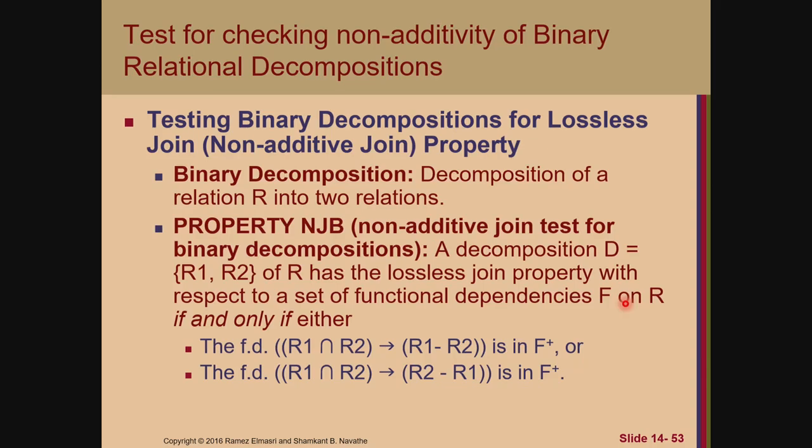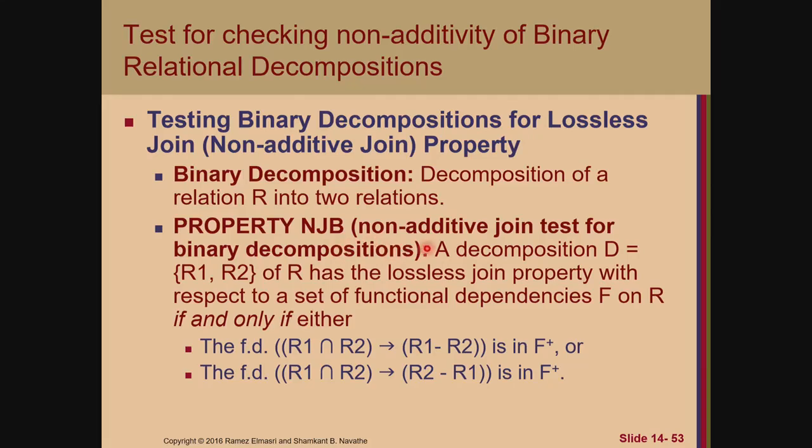And the test of checking non-additive join of binary relational decomposition. Okay. So actually you have to test it after you decompose. Testing binary decomposition for lossless join or non-additive join property. Binary decomposition, okay, decomposition of a relation R into two relations, from one relation separated into two. Property NJB, non-additive join test for binary decomposition.